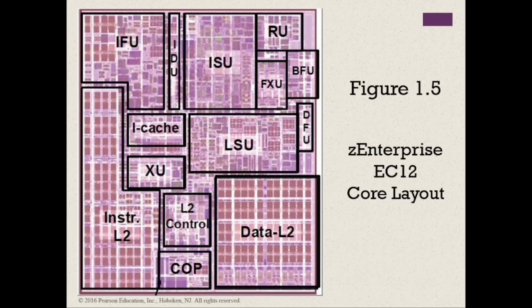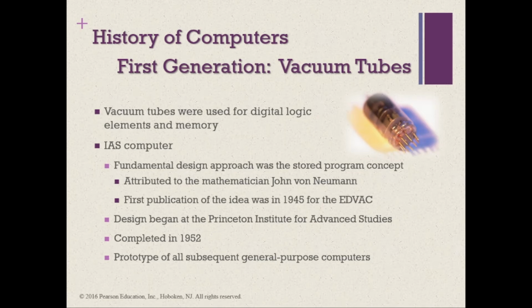Next, let's deal with the history of computers. So we have the first generation. The first generation of computers used vacuum tubes for digital logic elements and memory. A number of research and then commercial computers were built using vacuum tubes. For our purposes, it will be instructive to examine perhaps the most famous first generation computer, known as the IAS computer. So IAS stands for Institute for Advanced Studies.